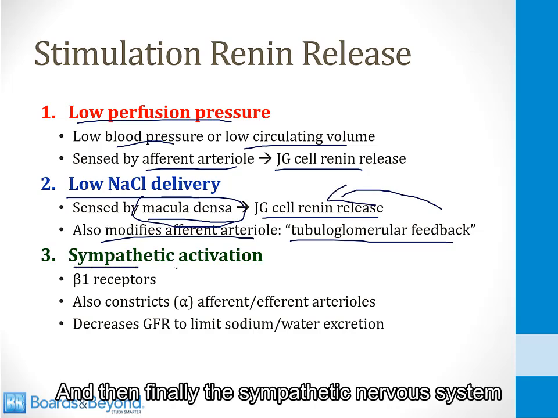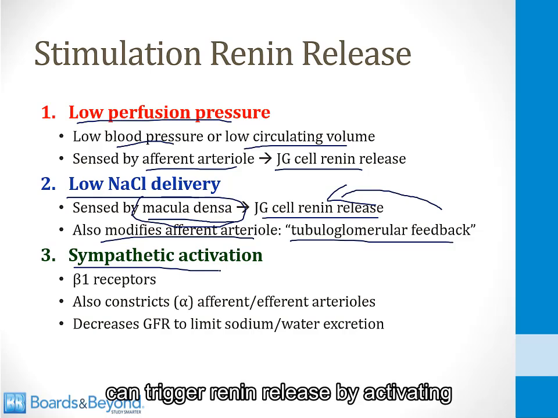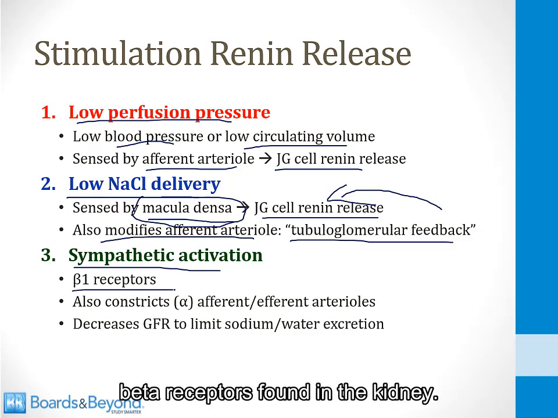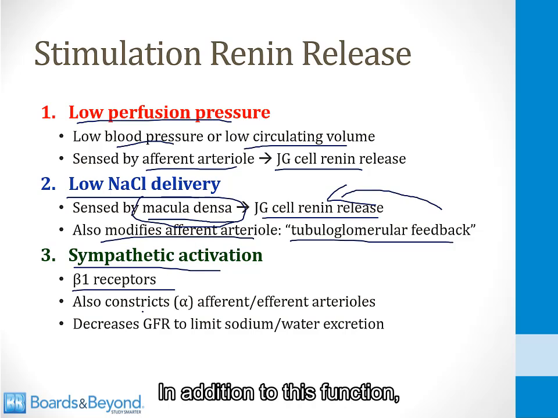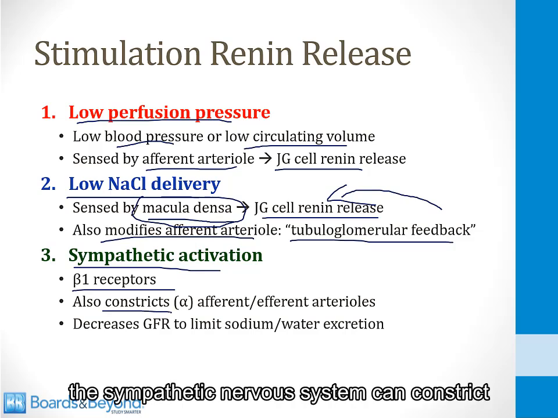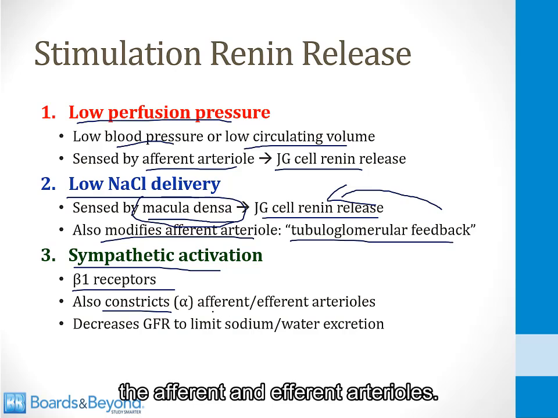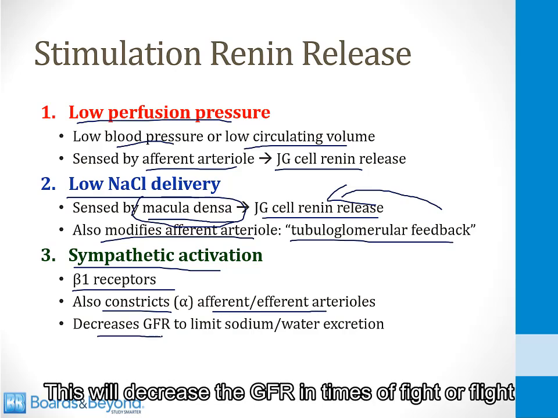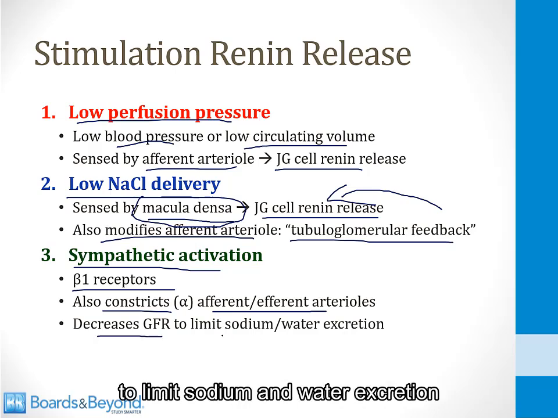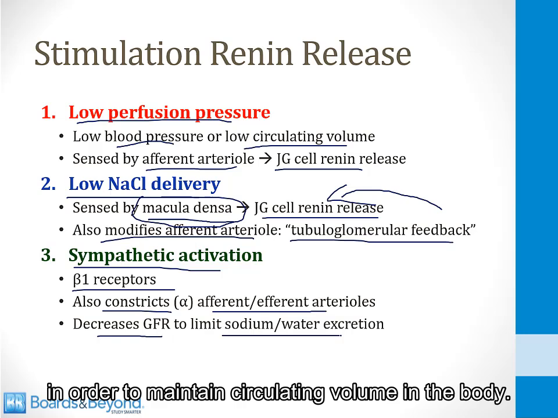And then finally, the sympathetic nervous system can trigger renin release by activating beta receptors found in the kidney. In addition to this function, the sympathetic nervous system can constrict through alpha receptors the afferent and efferent arterioles. This will decrease the GFR in times of fight or flight to limit sodium and water excretion in order to maintain circulating volume in the body.